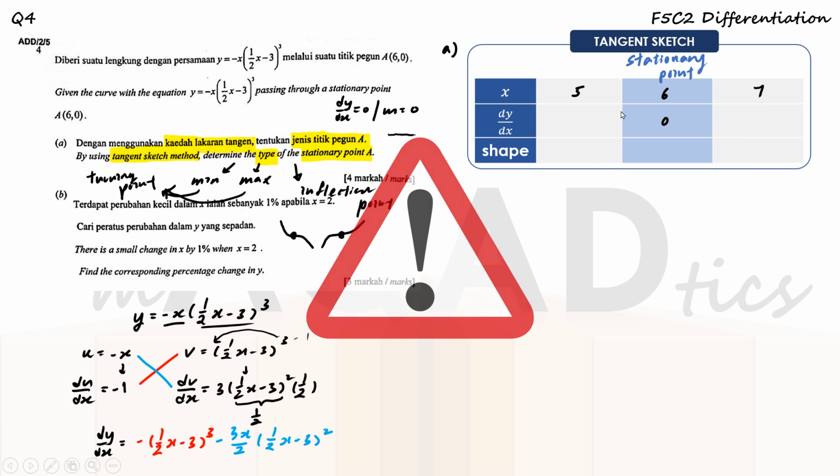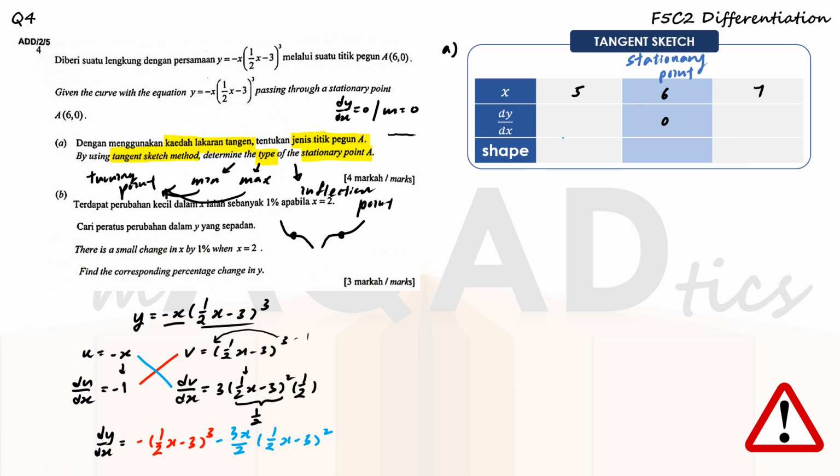Right, so here we only need to know is it positive or negative only. We don't need to insert the value. Okay, so here I will just put negative, negative. Okay, so how do we draw the shape? So this one is quite easy actually. So negative, we know that the line will go down, correct? So here we just need to draw this.